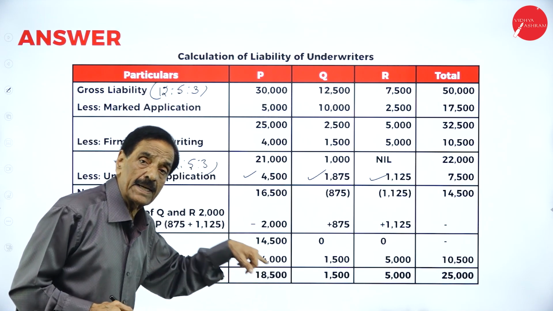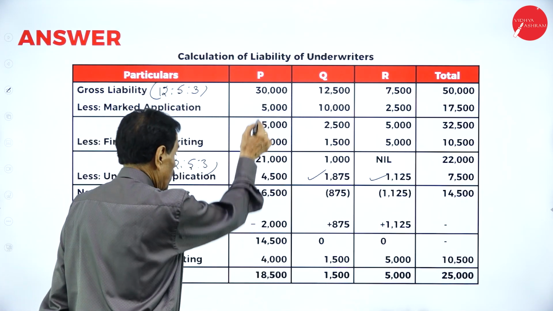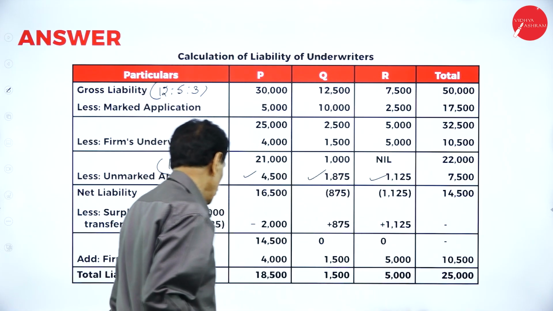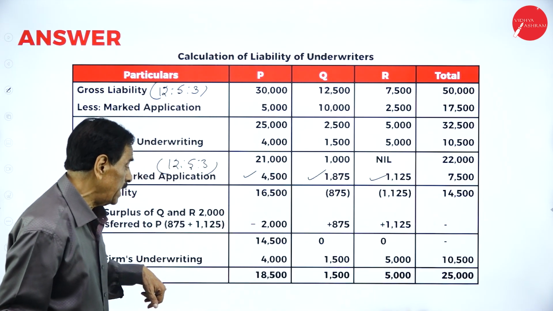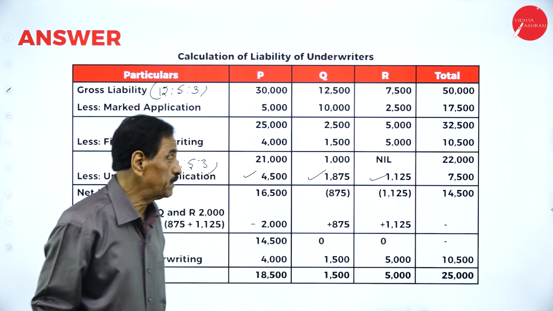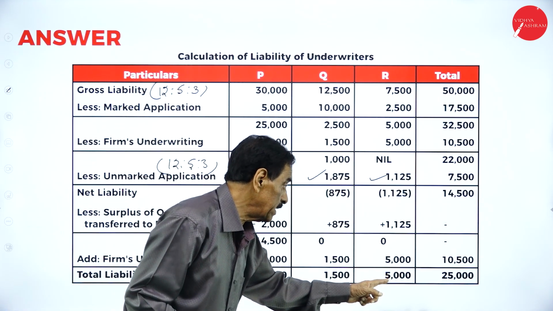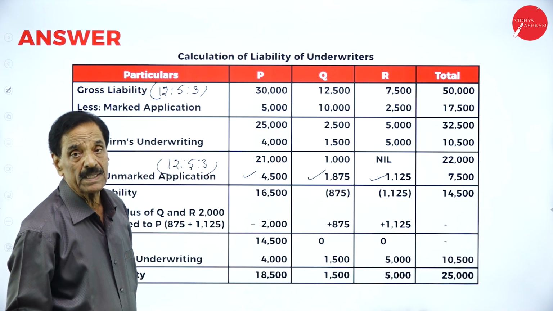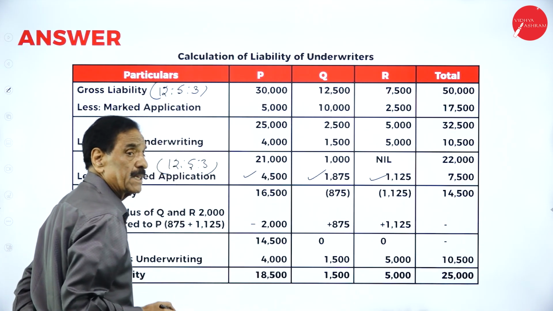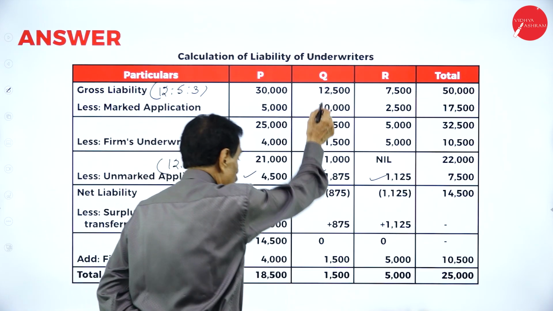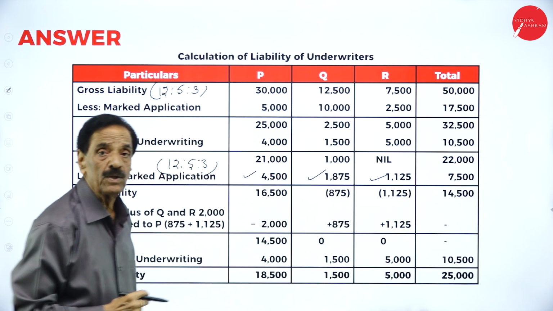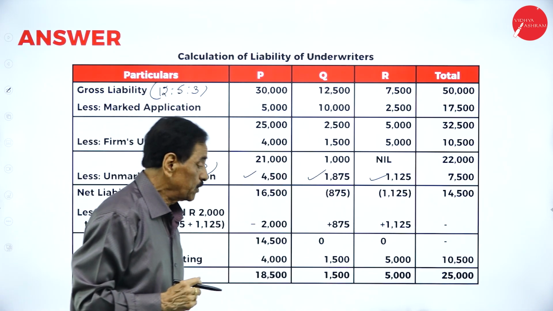Add firm underwriting separately. 4,000 goes to P, 1,500 goes to Q, 5,000 to R. So the total liability of the underwriting: P 18,500 responsibility, Q has to take responsibility 1,500, R is 5,000. Totally 25,000 is the net liability for each underwriter. So responsibility goes to P 18,500, Q 1,500, R 5,000. Totally 25,000. This you have to remember.